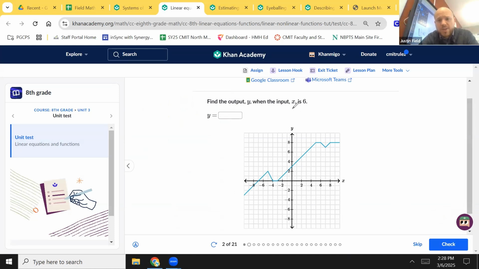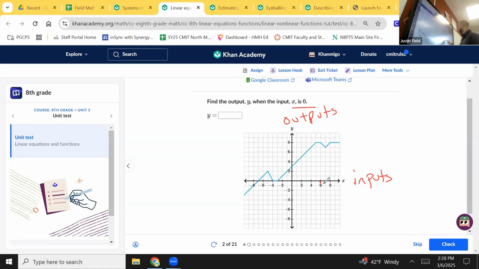Okay, so if the input is 6, I wonder how many people remember this one. So write this little graph down, put inputs next to the x and outputs next to the y. And if the input is 6, we go up and then graph and we get an output of 8. So when the input is 6, the output is 8.